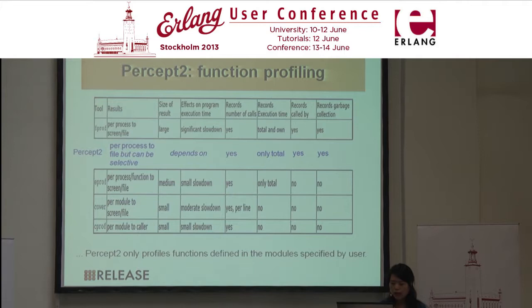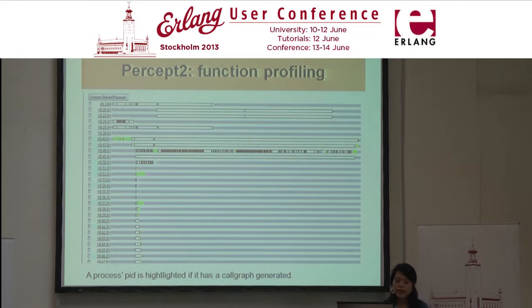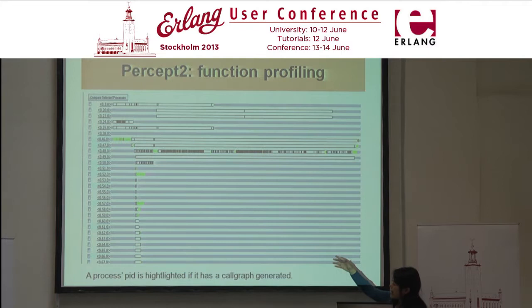So, for example, this is the version where I enabled function profiling. Basically, I'm profiling all of the modules from the Dialyzer application, but not the library functions. You see some of the PIDs are highlighted here. If the PID is highlighted, it means there's a call graph generated for that process; otherwise, there's no call graph. And you can see the gap between the highlighted processes getting bigger, because we reduced the chance of getting profiled.